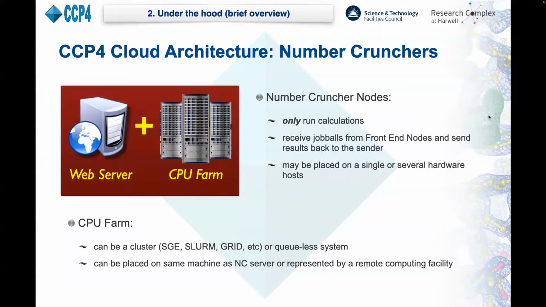Number crunchers are the nodes which perform the actual calculations. They receive job data from front ends, and when a job is done, they push results back to the sender. The calculations may run on any type of computing backend. Typically, that would be clusters or single machines, or a virtual machine in a generic commercial cloud, or anything like that.